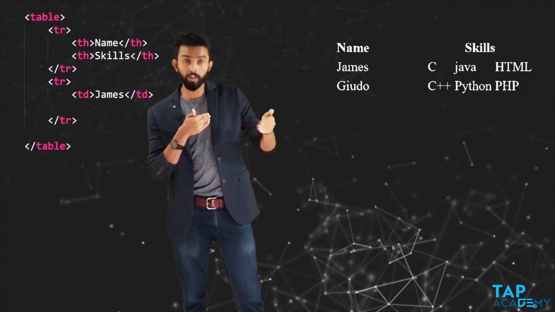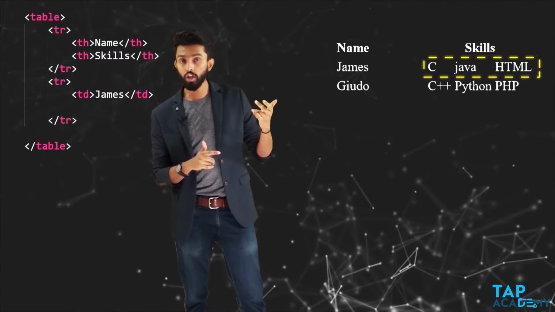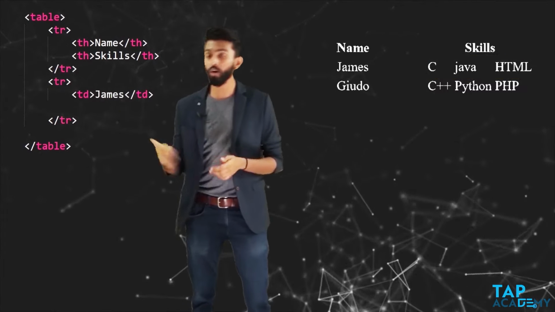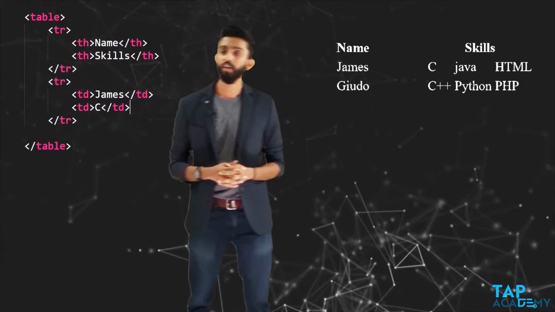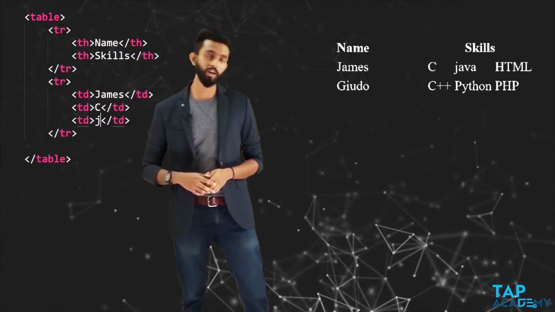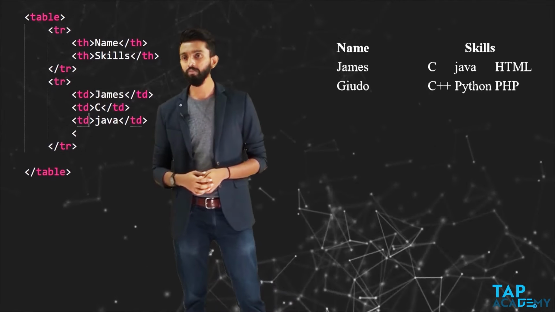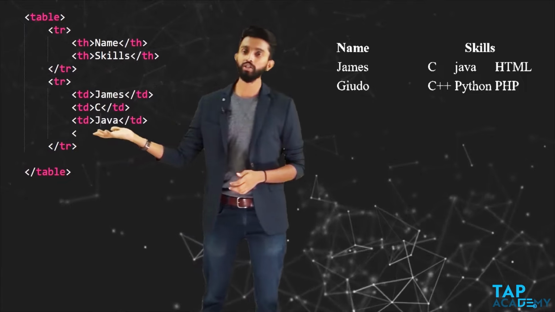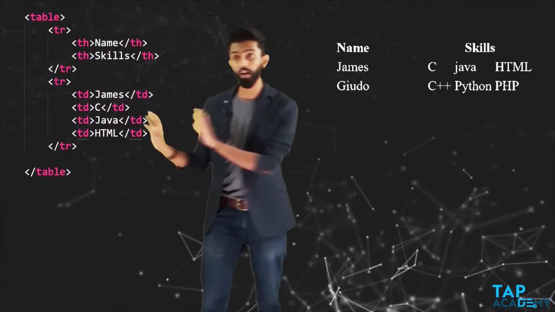Now look at it. There are other pieces of data also. C as well as Java and HTML are all pieces of data. So that is what I'm going to do. I'll type TD. So the next piece of data is C. Similarly, I'll just copy that, paste it again. And then next is Java, and I'll make that J capital. After which, next is your HTML. So that is what I'm going to type. TD HTML. Any confusion till here?